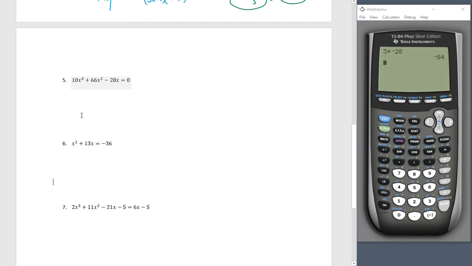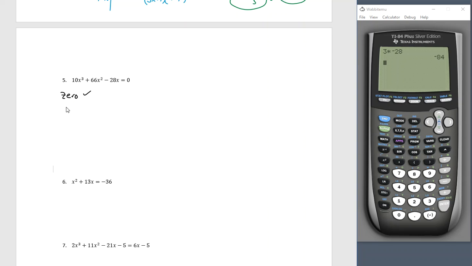All right, let me see if I can find my cursor again. Give us a little room. Now you'll notice number 5 is no longer a quadratic. It's actually a cubic because the highest power is 3. It doesn't matter. We'd use the same steps.